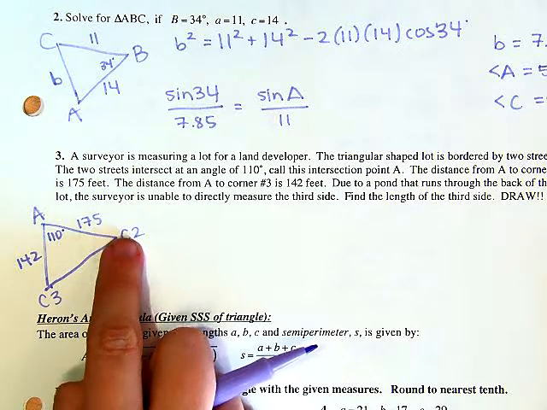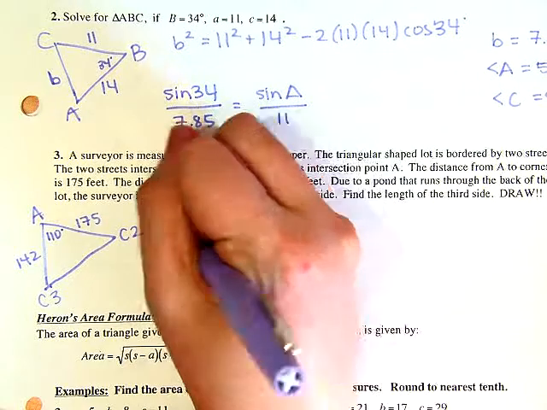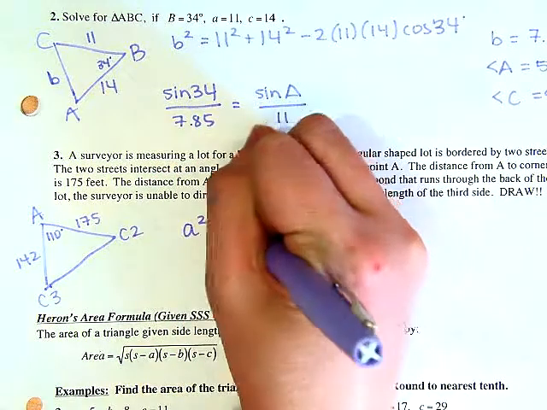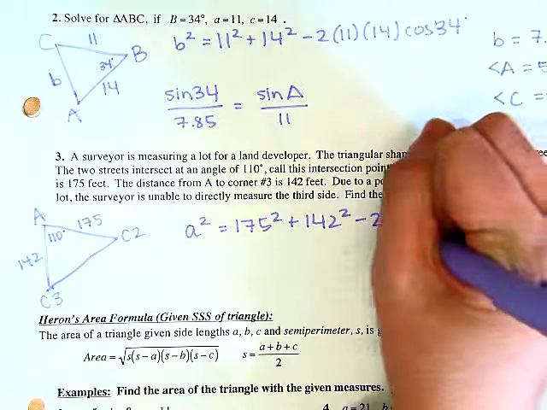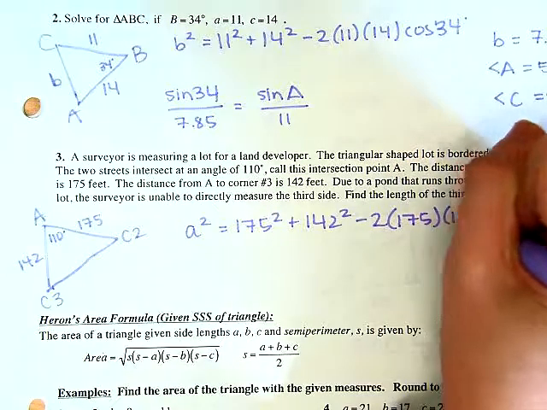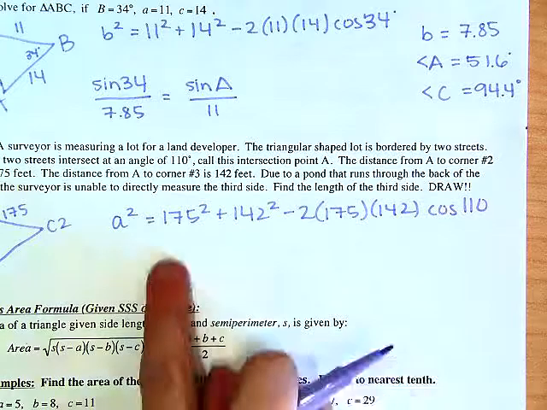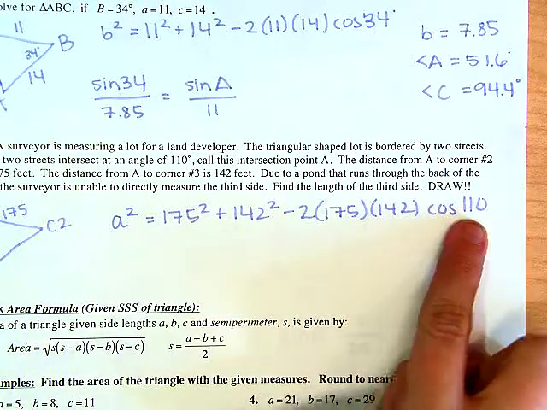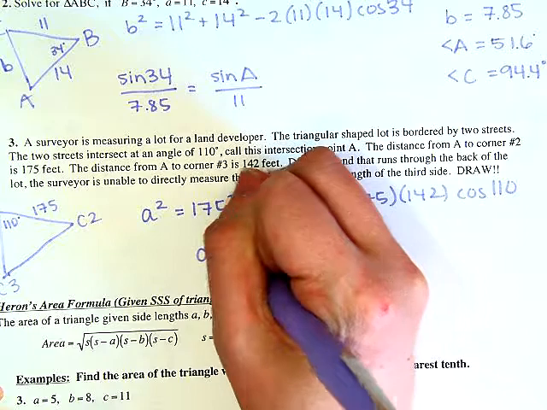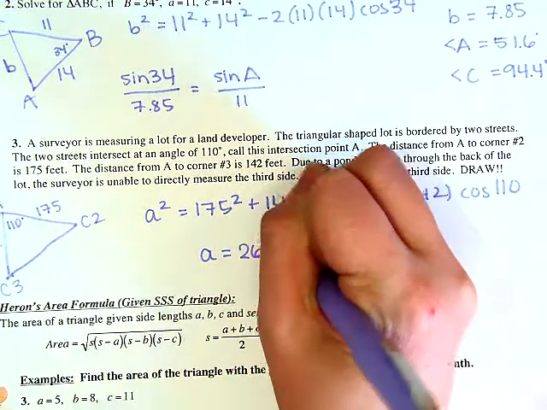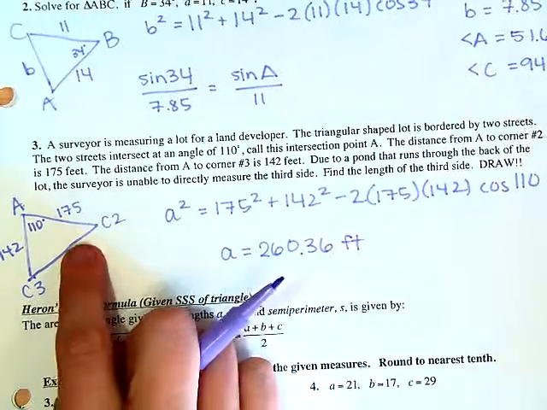And draw. We already drew. Okay, perfect. So law of cosines, we're trying to find this side. So we'll call it a squared equals 175 squared plus 142 squared minus 2, 175, 142, cosine 110. That's a long one. Plug that in your calculator. Take the square root. That side is 260.36 feet.